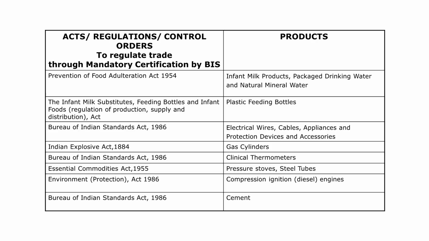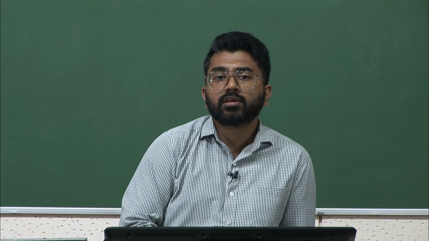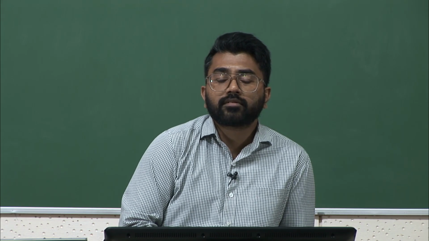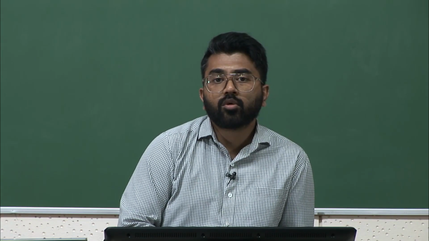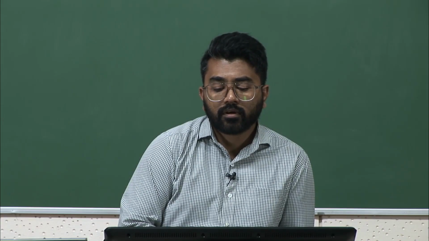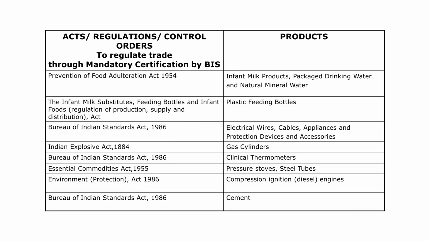Pressure stoves, steel tubes, many of which form part of hospital anesthesia systems. There are so many other systems for gases and chemicals handling, which come under the Essential Commodities Act, right. Then you have compression ignition or diesel engines, which are outside the healthcare space, that come under the Environmental Protection Act. Then cement, for example, comes under the BIS Act, right. So, these are some of the products which require mandatory certification from the BIS.